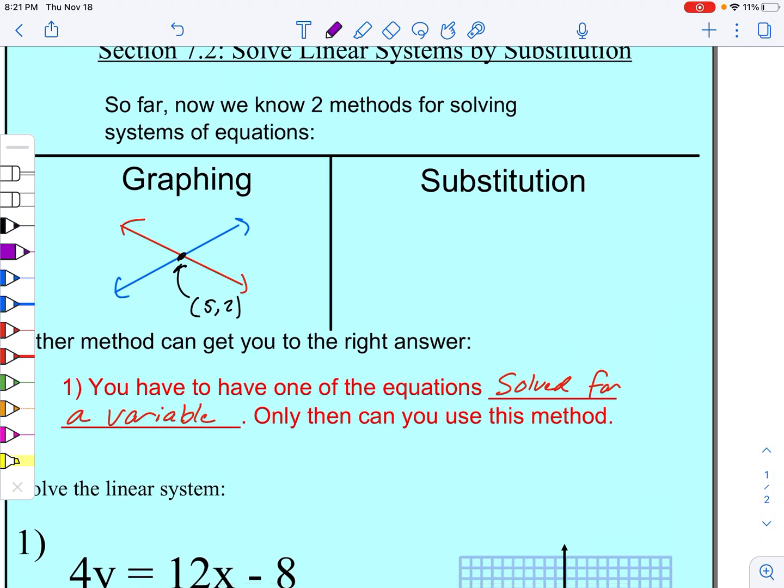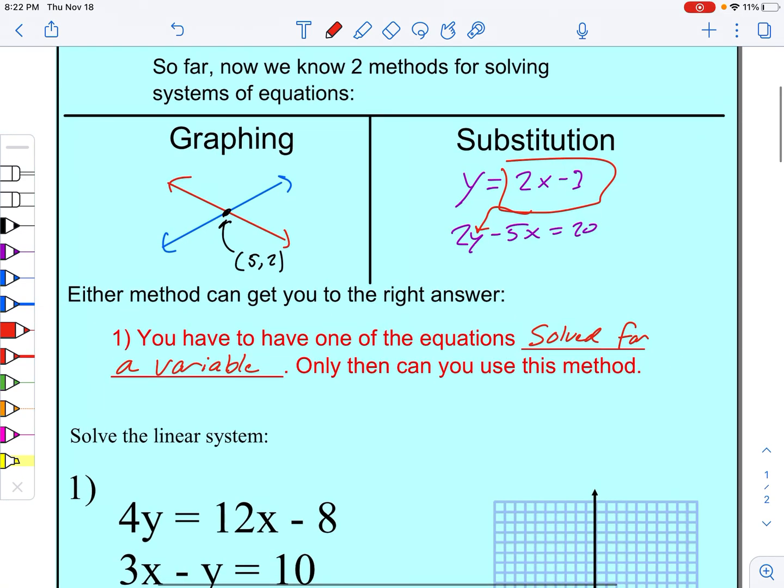We also can solve a system using substitution, where if I have one of the equations solved for a variable, like y equals 2x minus 3, then I can take and plug that into the other equation. So I could take y equals 2x minus 3, and actually substitute in for y in the second equation, and then do some algebra and find our solution.